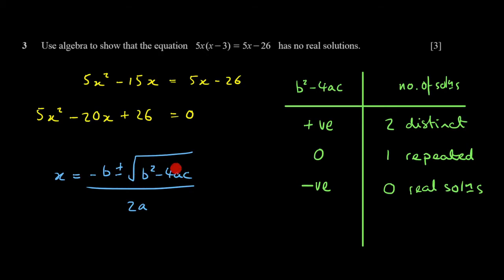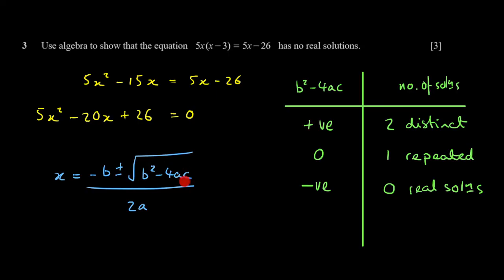If this thing here is 0, then what you're going to end up with is negative b plus 0 over 2a and negative b minus 0 over 2a. And that's the same thing, right? Negative b plus 0 and negative b minus 0 is the same thing. So you get two solutions which are the same, or 1 solution which is repeated.